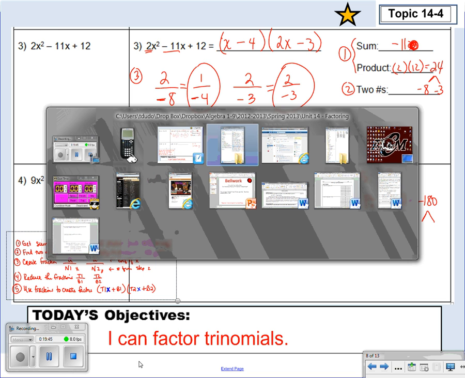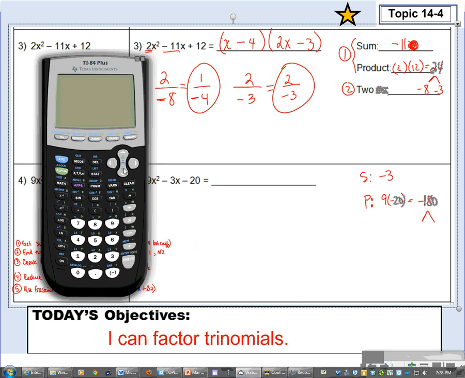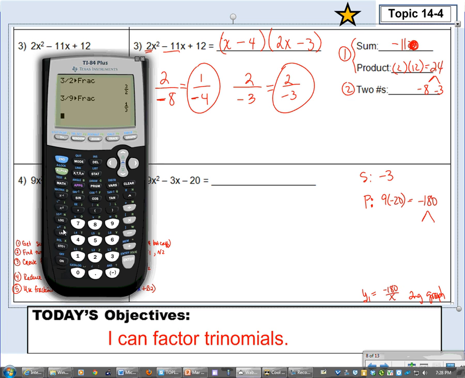So I am going to bring out my calculator. Apologize for going all over the place. And I'm going to use the calculator. In y1, I'll put the product, negative 180 divided by x, and then hit second graph. So clear out what we already have. We have a negative 180 divided by x. We'll hit second graph. This is going to bring up all the possible factors. So I'm trying to find one that's going to add up to negative 3.